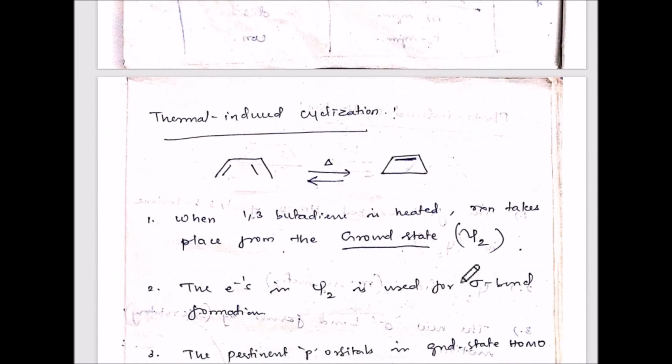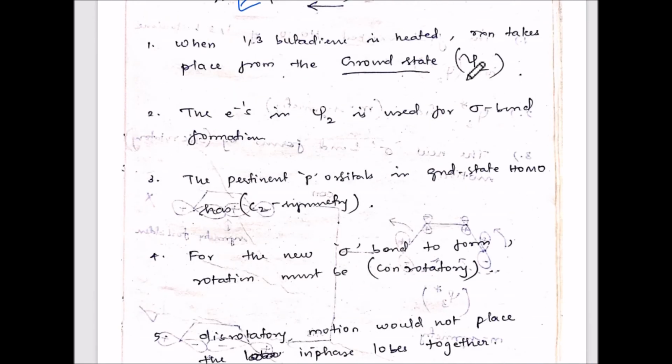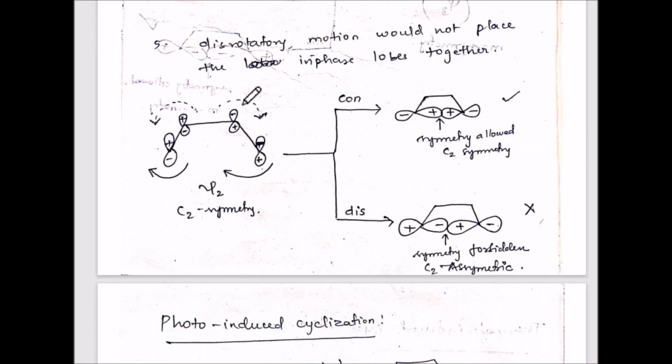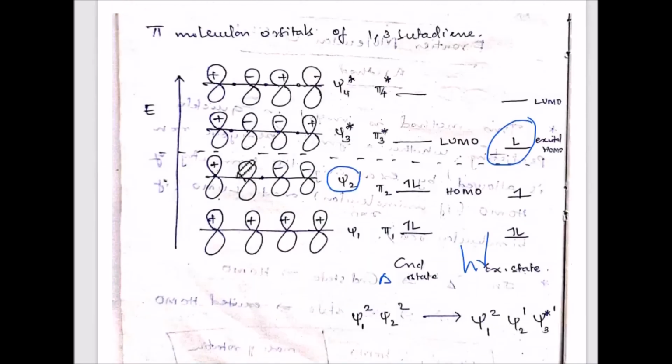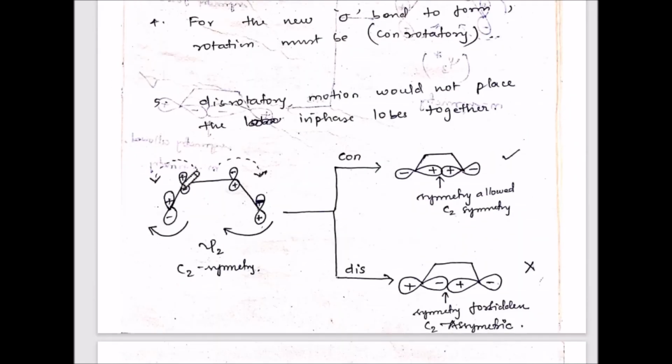Okay, now let's discuss thermal induced cyclization. What is this thermal induced cyclization? You see here that this one goes here and comes here. This is how the cyclization takes place. Now I take the thermal condition. Thermal condition, psi 2 is the HOMO. So I just draw the pi molecular orbital of the psi 2. This is your psi 2. 2 is even, so plus and minus on the opposite side.